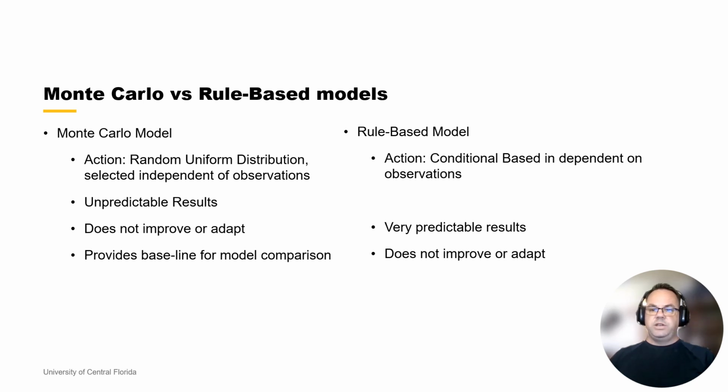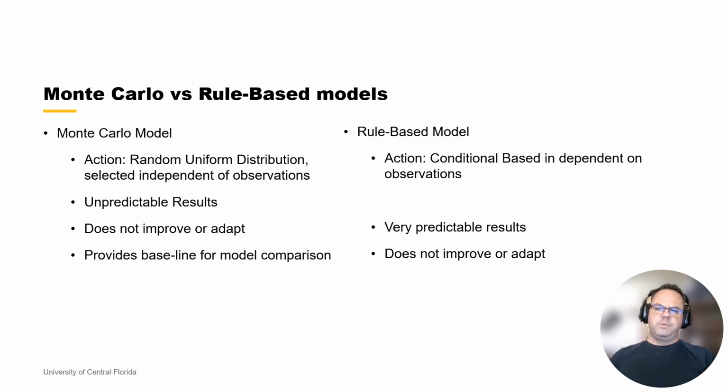As a result, the outcomes generated by the Monte Carlo model are highly unpredictable. Since the actions are random, the results can vary widely from one trial to the next, making it difficult to consistently achieve the desired goal, such as a smooth landing. It's important to note that the Monte Carlo model doesn't have the ability to learn or adapt over time. The actions remain random throughout, meaning that no matter how many episodes the model runs, it won't improve its performance. Despite these limitations, the Monte Carlo model plays a crucial role in reinforcement learning. It serves as a baseline for model comparison, providing a reference point to evaluate how much better a more sophisticated model, such as a rule-based model, can perform.